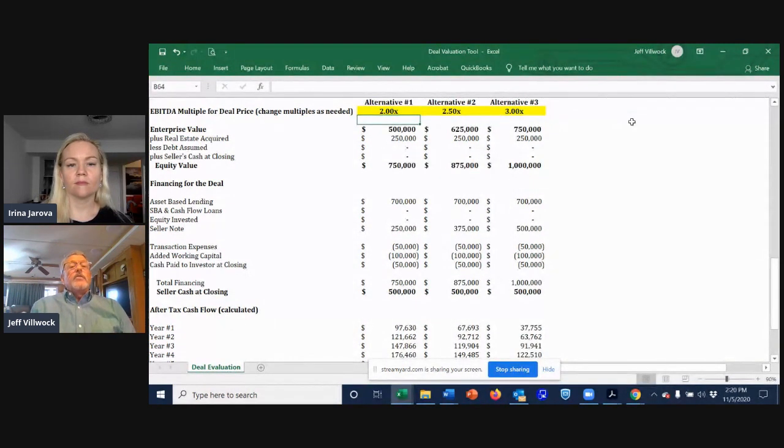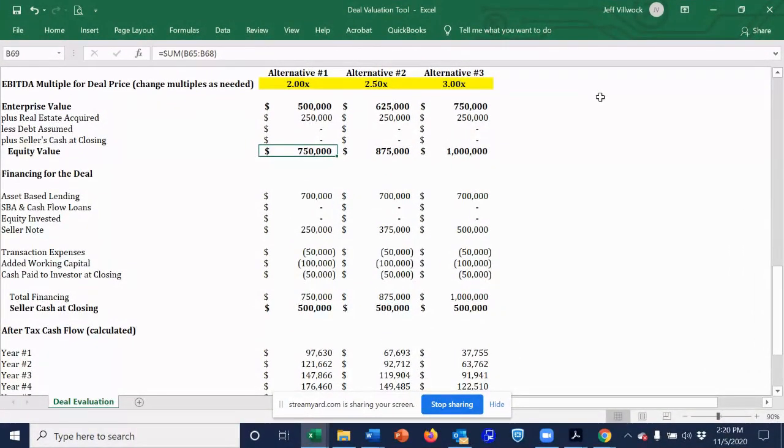Okay? So we take the enterprise value, which is basically the value of the business. We add the value of the real estate. If we were assuming any cash, which we're not, we'd subtract that out. If we're getting any cash at closing from the seller, we'd have to add that back, or he just takes it out. So at the end of the day, the equity value, what the business owner is going to get for everything, 750, 875, or $1 million.